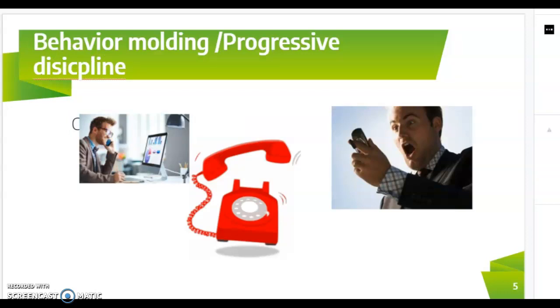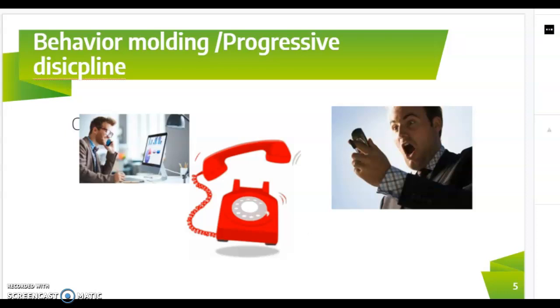Behavior modeling and progressive discipline. Let's focus first on behavior modeling. It's like a little bit of role play. It's how to handle a situation. For example, if you answer a phone and the person's yelling at you, how do you handle that? There are ways to handle it. You don't have to be yelling at someone. You can simply listen and try to understand why they're upset.